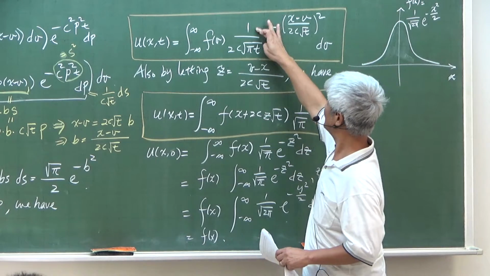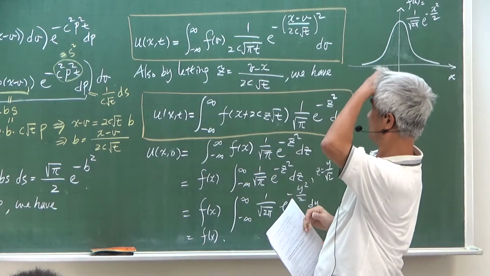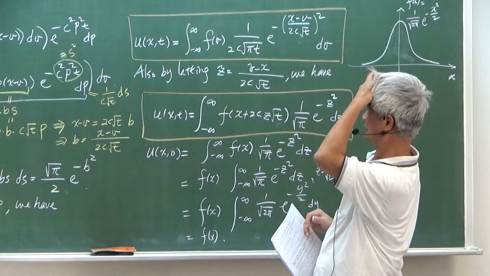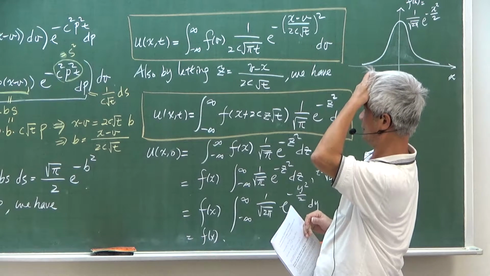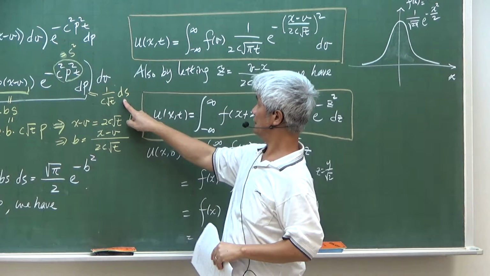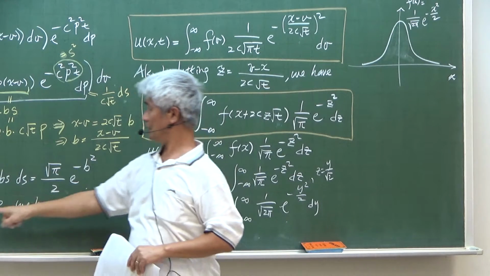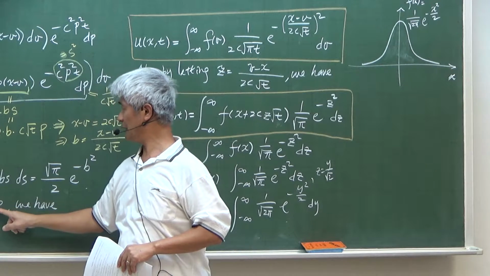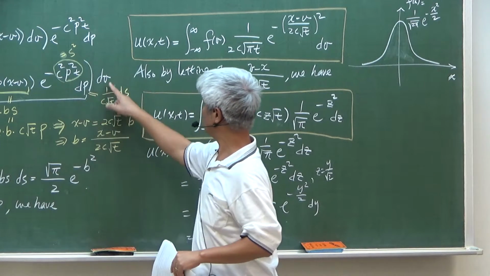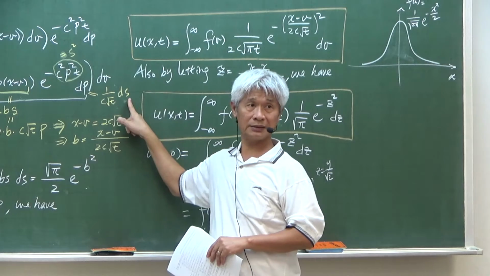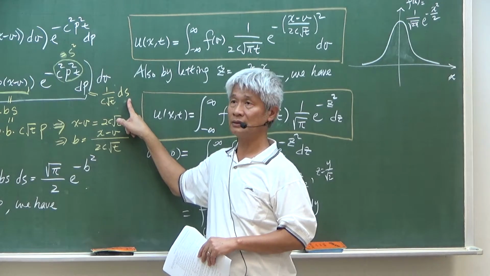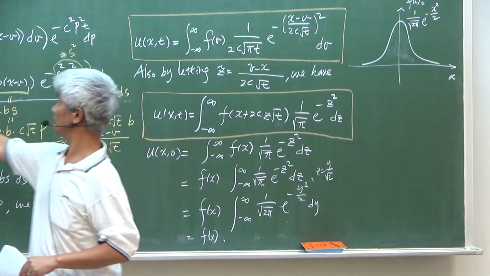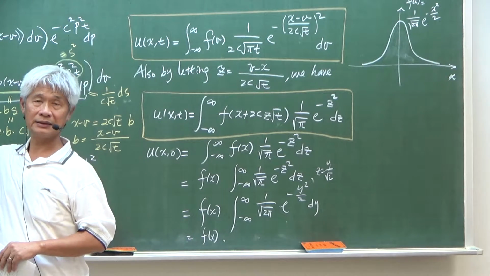You mean here? No, because here, x dx is equal to c times square root t dp, right? So dp is equal to 1 over c square root t dx. Pi, okay, pi is here, but we have 1 over pi here, right? Yeah.